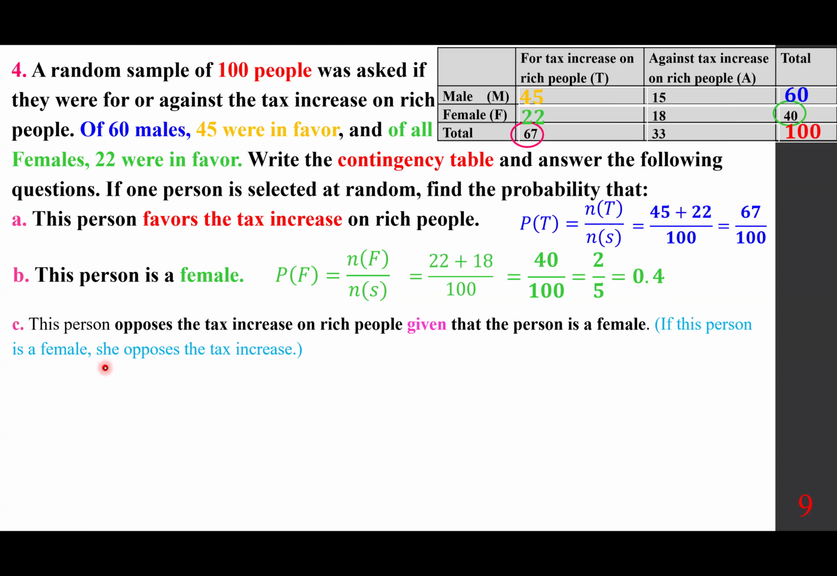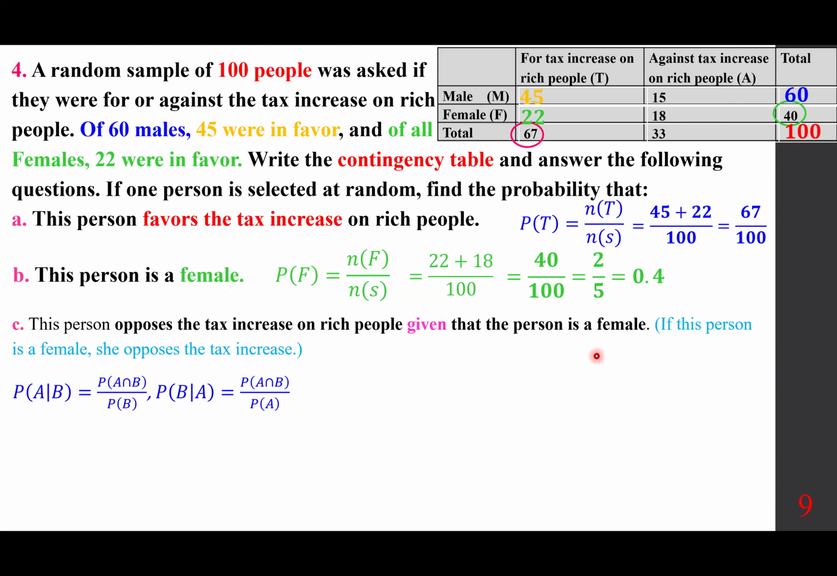Or another way of writing it, if this person is a female, she opposes the tax increase. This is known as conditional probability, and it has a specific formula. Probability of A given B is how we read it. Probability of A given B is probability of A intersection B over P of B, whereas probability of B given A is probability of A intersection B over P of A.